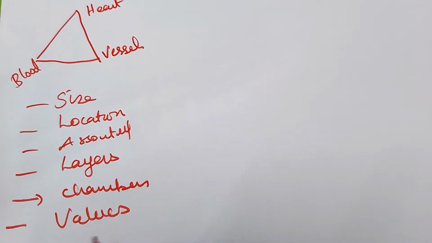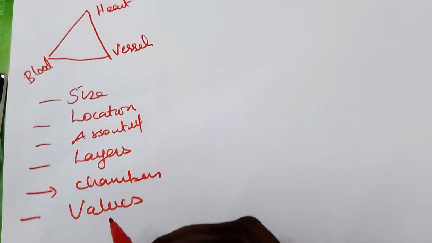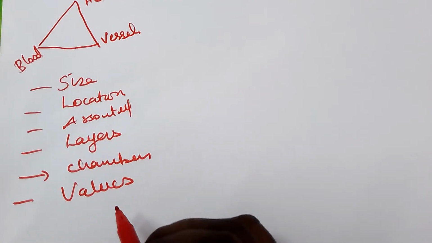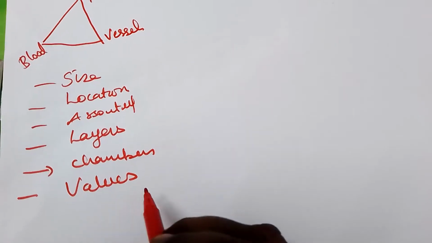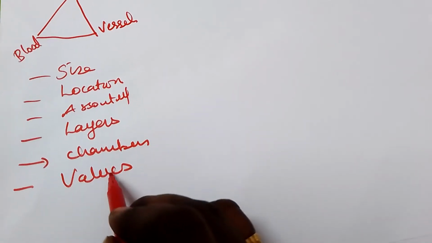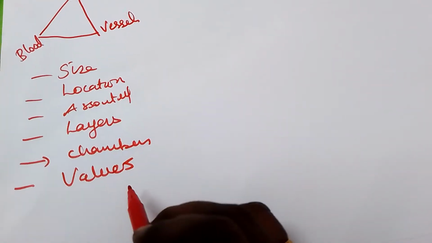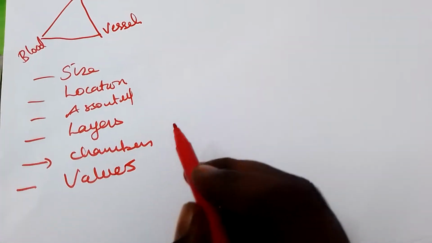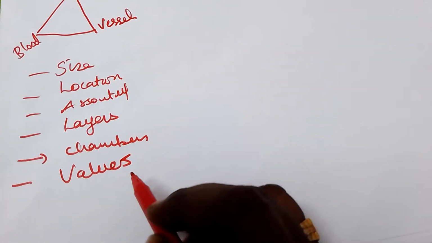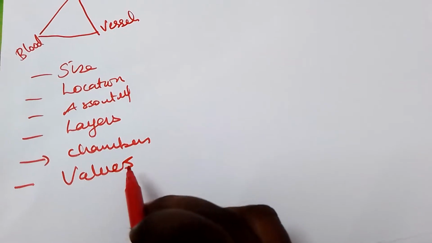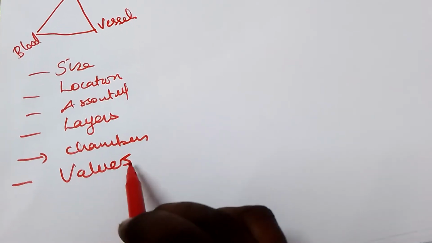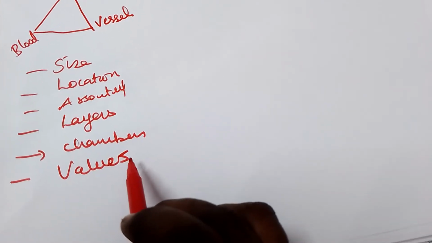Once the chambers are there, you can see the valves. How many valves are present in the heart? What are the functions of these valves? And which kind of valves is present on which side? These valves mainly help the blood to move in one direction, otherwise there will be regurgitation of the blood. So in this chapter, we are going to learn about the different kinds of valves present.